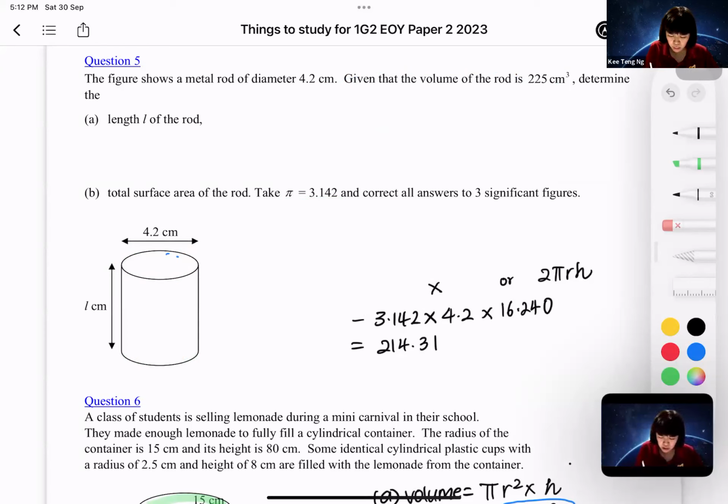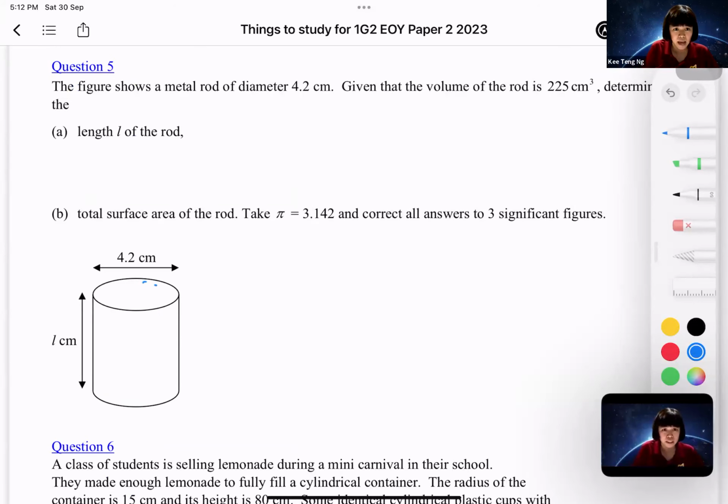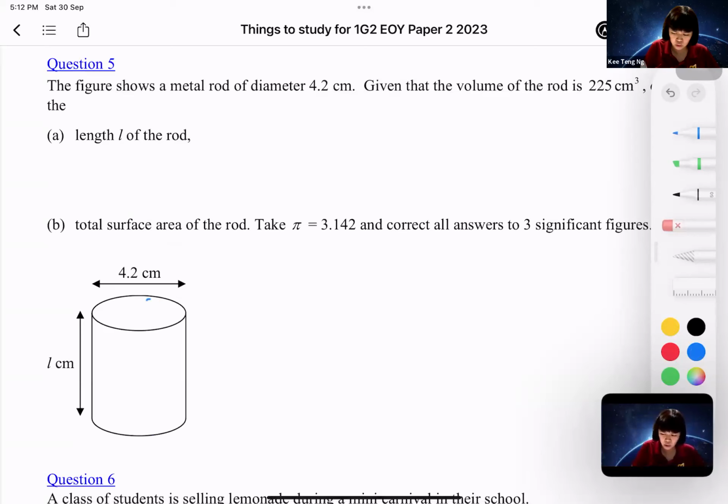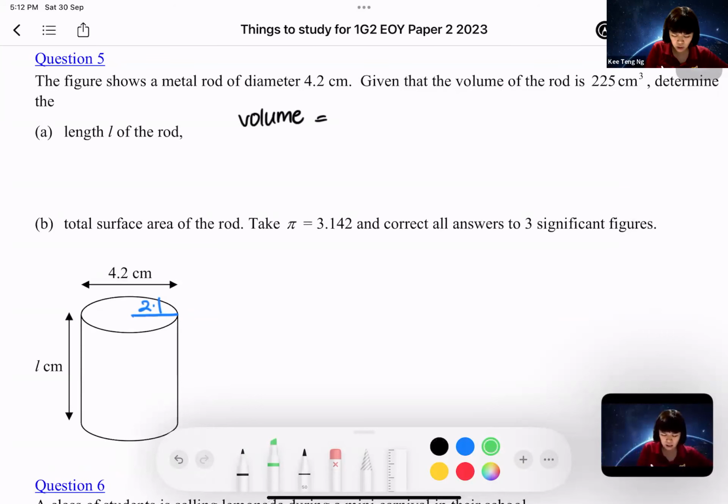Okay, starting from question number 5, what do we have here? Question number 5 shows a metal rod with diameter 4.2 cm. If the diameter is 4.2 cm, then the first thing we need to check is the radius. The radius here will be 2.1 cm. Why is that useful? Because a lot of the time, many formulas have radius also. They tell me that the volume of the rod is 225 cm cubed, so the volume of the whole rod in a cylinder is given by base area times the height, or the length.